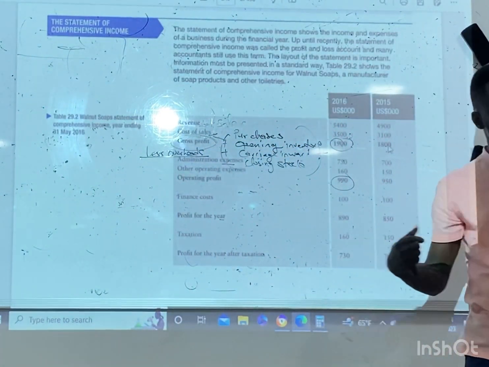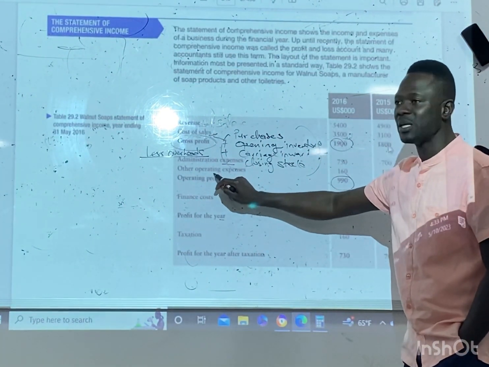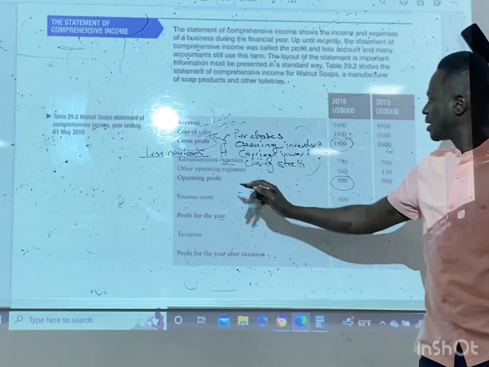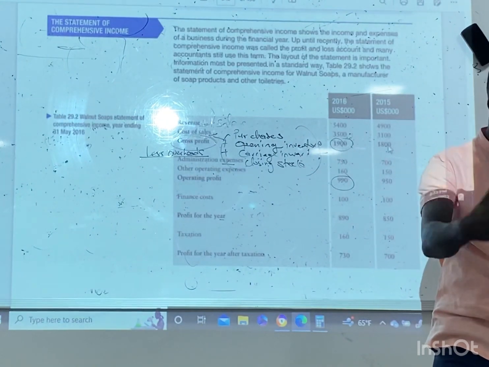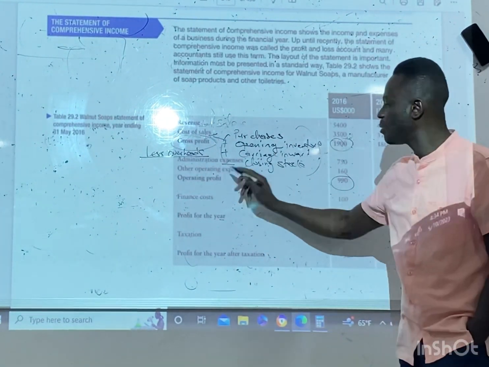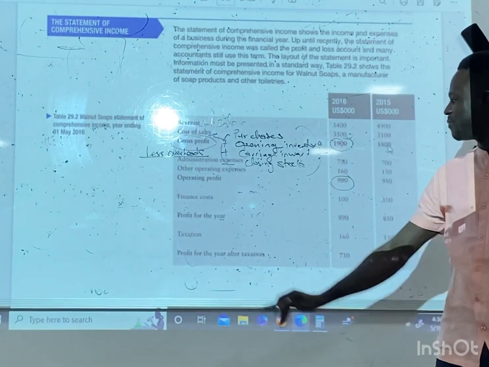Look at administration and operating expenses: the admin of the company, and the amount you spend in operation, the day in, day out activities that you do. When you take both of them away, you are getting your operating profit. Now you go to your other expenditures, like the finance cost.